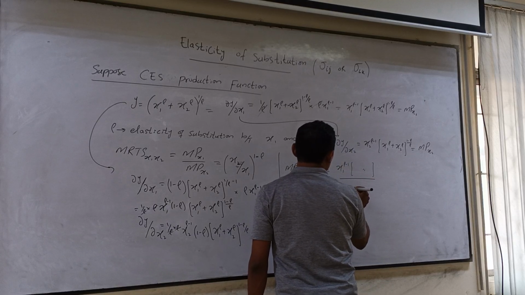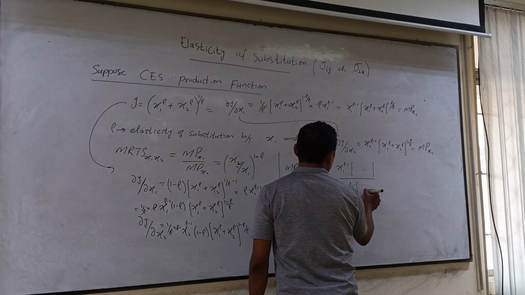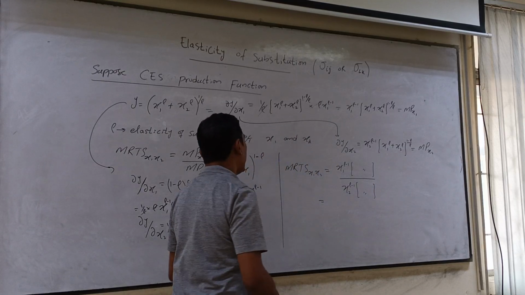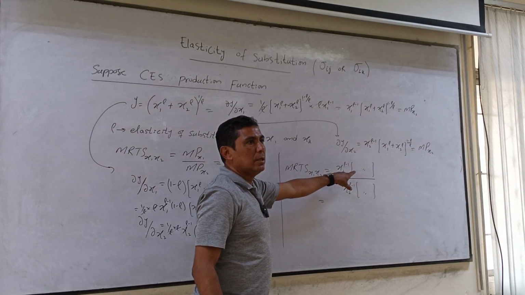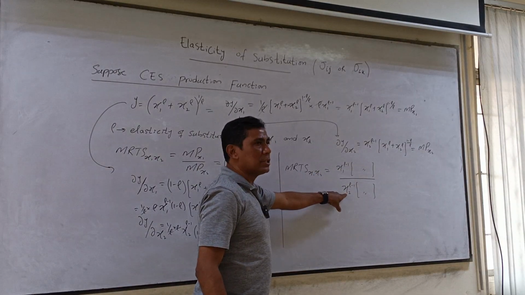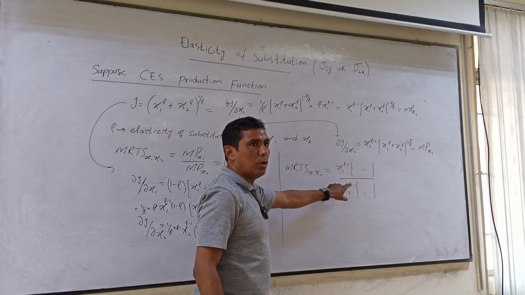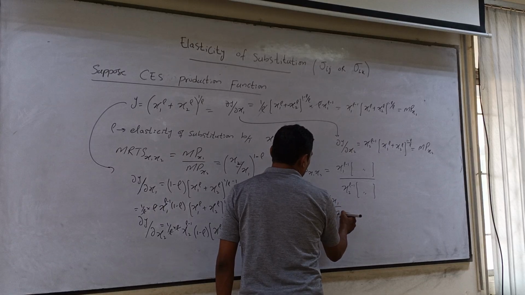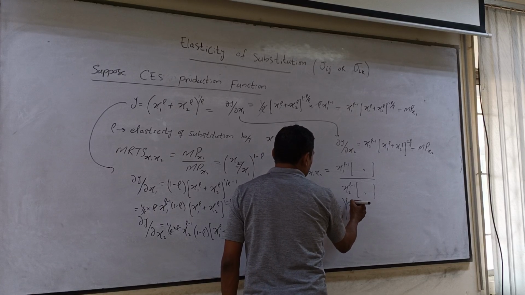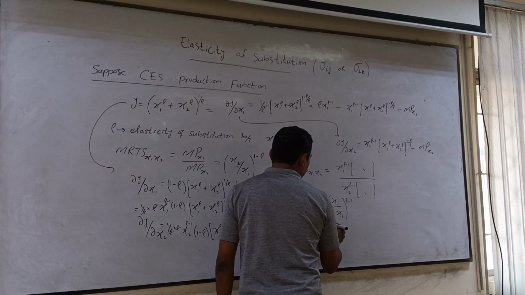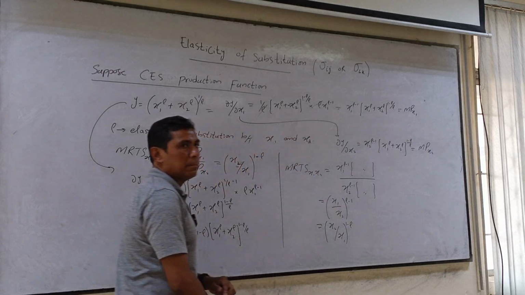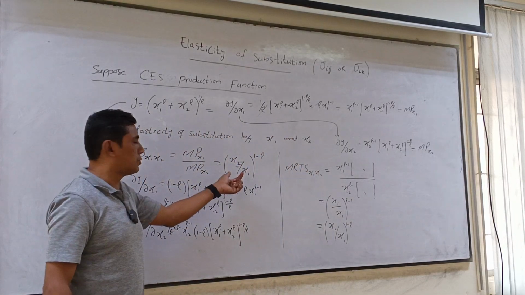x2 rho minus 1, this value. तो क्या बच रहा है? rho minus 1 x1 over x2 rho minus 1. तो now x1 over x2 rho minus 1. Now change the fraction. So x2 over x1 1 minus rho. So you will have this value.